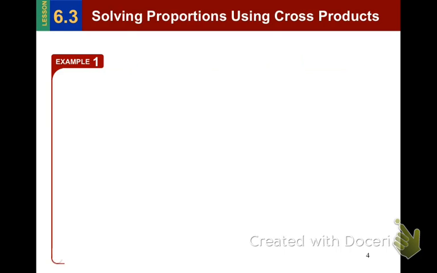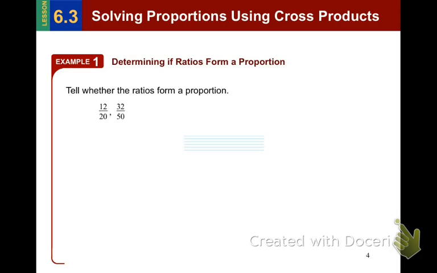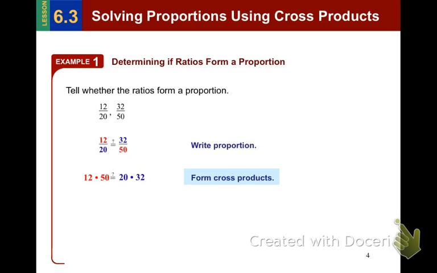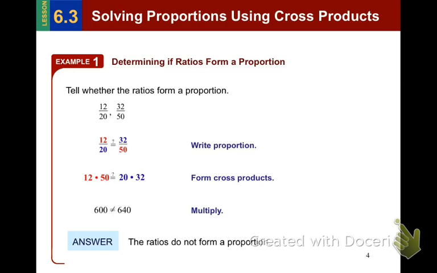So in the first example, we're going to determine if the ratios form a proportion. And the way we're going to do that is do the cross products. So evaluate 12 times 50 and evaluate 20 times 32 to see what they are equal to. Since 600 does not equal 640, the ratios do not form a proportion. And if you were asked a question like this, you would say, no, the cross products are not equal.